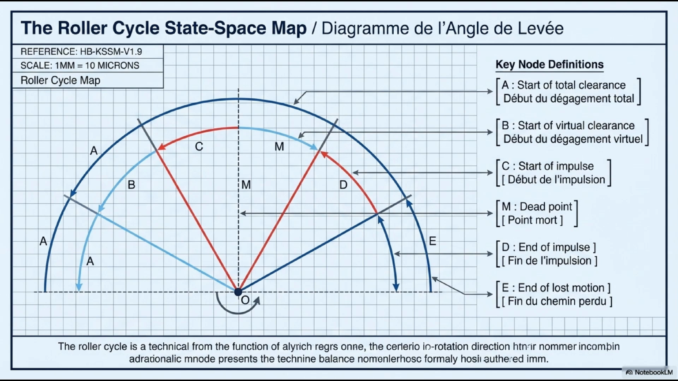The arc from A to E is the total engagement angle, de-engagement total Phi. The arc from C to D, symmetric about M, is the impulse arc of approximately 30 degrees. This map is the complete angular coordinate system of the escapement. Know the 6 nodes, and you can describe any state of the mechanism precisely.